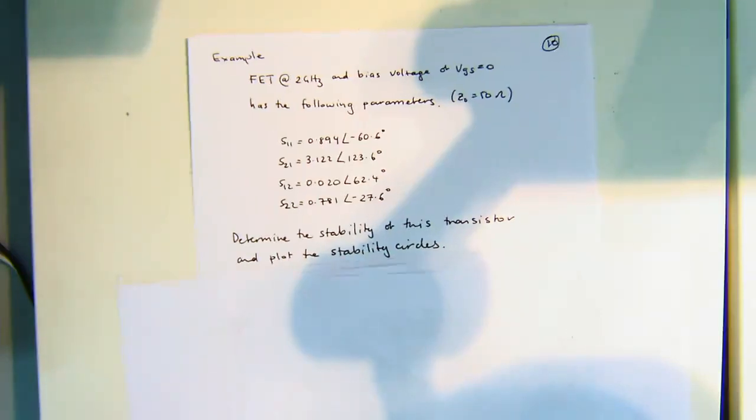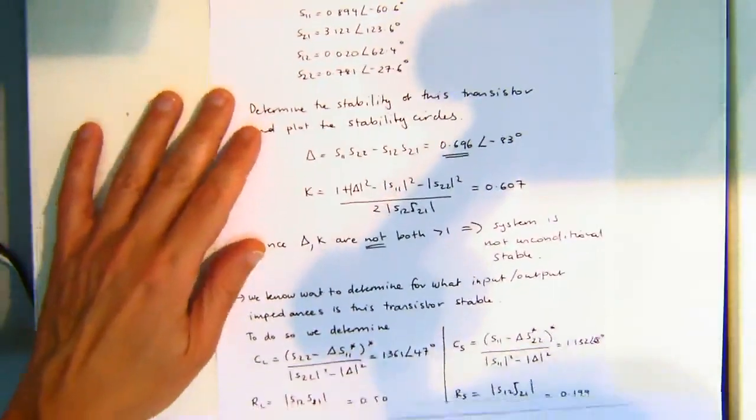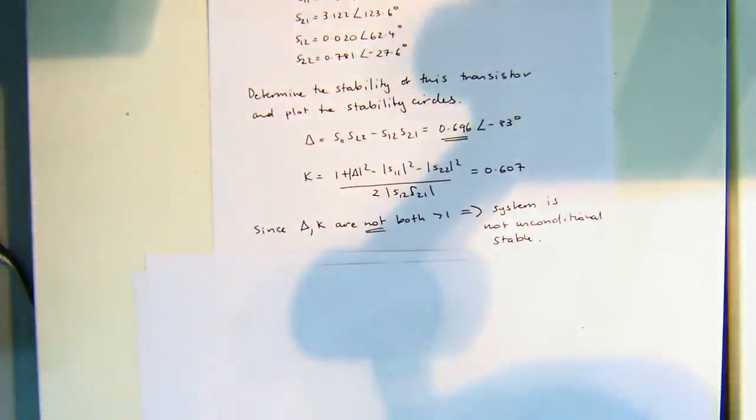Okay, let's calculate it. We find out that they're less than 1. What does it mean? Conditionally stable. Could be stable for certain inputs and outputs. Perfect. Excellent. How do we determine which regions are stable and not stable?